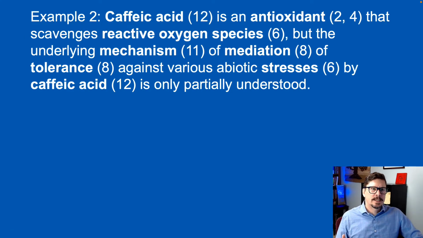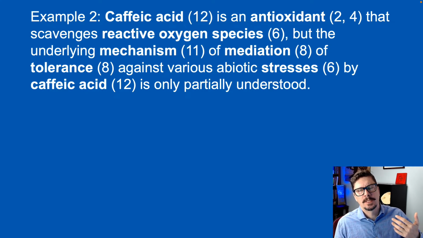All right, let's look at example 2. Caffeic acid is an antioxidant that scavenges reactive oxygen species, but the underlying mechanism of mediation of tolerance against various abiotic stresses by caffeic acid is only partially understood. Okay, so this is a long sentence, but it's using a lot of these rules or guidelines. So let's go over the rules, why some of these nouns have articles and some don't, and why some of them are using a or an and some of them are using the.